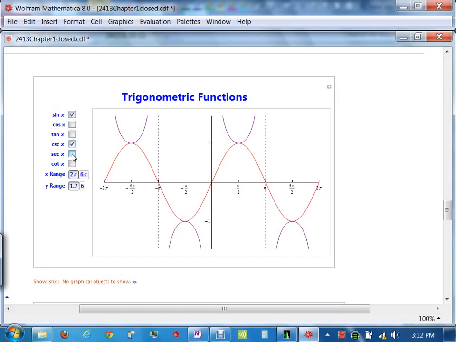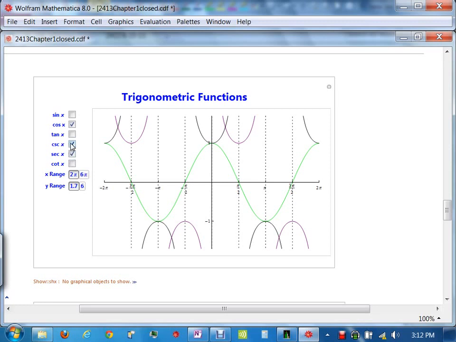What about secant? Secant we said was 1 over cosine. So let me take sine out of there and put cosine back in. Let me throw secant in there. I should have problems wherever cosine crosses the x-axis. Take cosecant out. So there it is. Wherever cosine crosses the x-axis, I have an asymptote. So it's this black function right here.